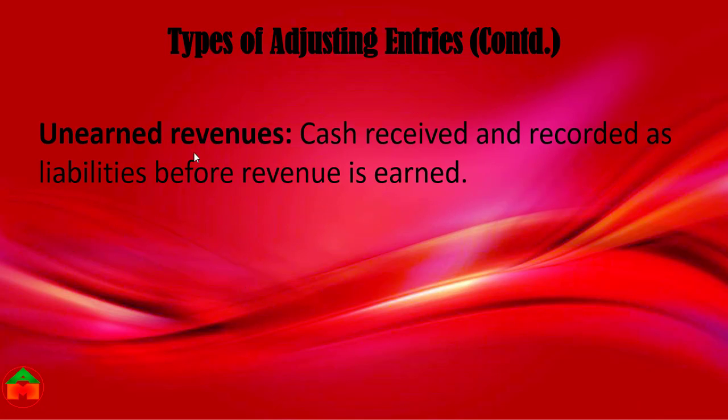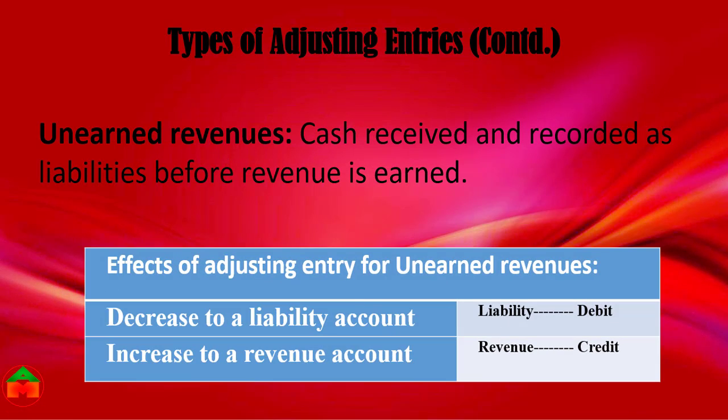So what are unearned revenues? Cash received and recorded as liabilities before revenue is earned. So any cash received before revenue is earned is called unearned revenues. It's one kind of liability, okay? If you make an adjusting entry for unearned revenues, what would be the effects? Here we can see a decrease to a liability. Liability decrease means liability debit. So liability debit and increase in revenue credit.